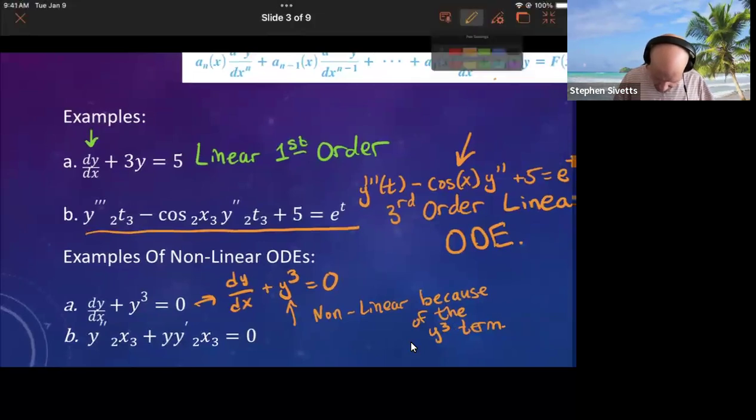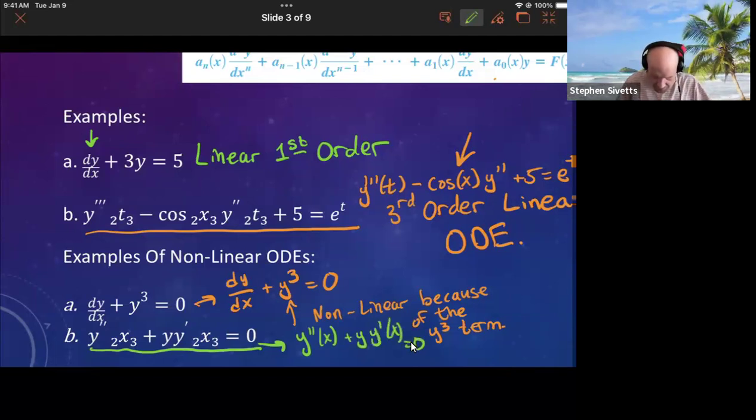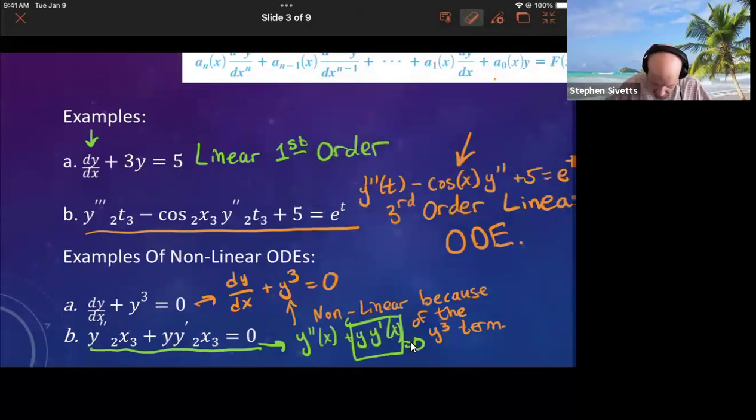Likewise, for part B, we have another example of a nonlinear differential equation. This should read as y double prime of x plus y times y prime of x is 0. This is also nonlinear because of this term right here, y times y prime of x.